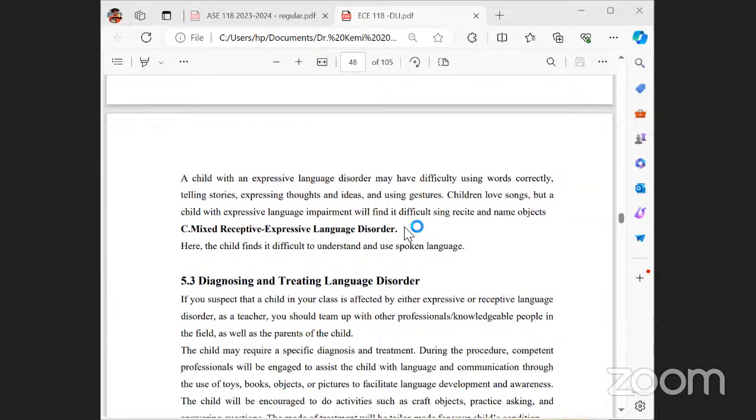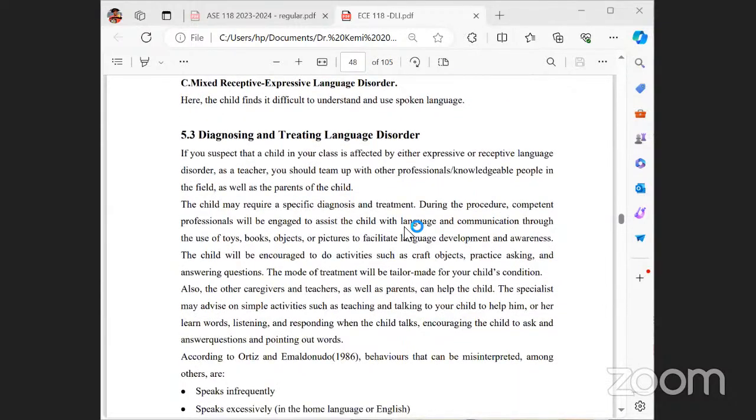Mixed receptive expressive language disorder, that is, a child that finds it difficult both to understand and use spoken language. Now, we'll talk about diagnosing and treating language disorder. Here, if you suspect that a child in your class is affected by either expressive or receptive language disorder, as an educator, you are expected to support professional or experienced people in the field, including the parent of the child, for this child to be helped.